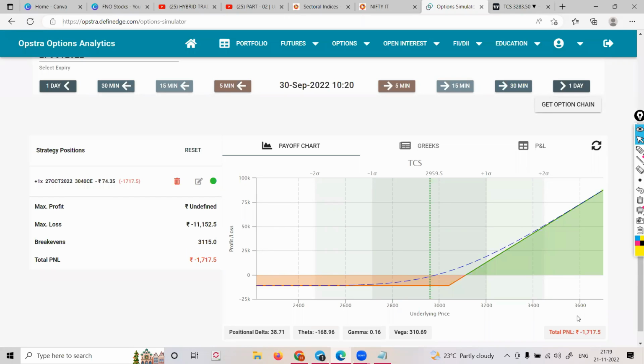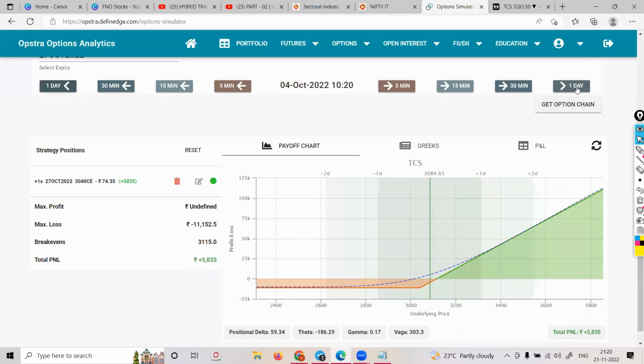You have to start booking the intrinsic value. All right, now let me quickly take you to the next day. A 600 loss. Again, see 5,835. This is the way the market will test you. This is the way the price will test you.